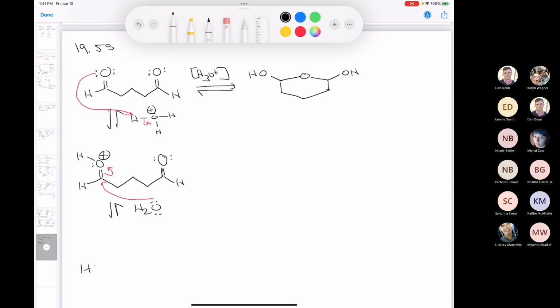So we're going to end up with something that looks like this, where we have this hydroxyl. 1, 2, 3, 4, 5. So we'll just draw this like this. And then here's my oxonium, like this. Okay, there's my oxonium.